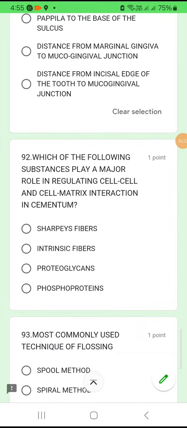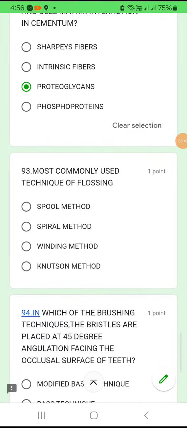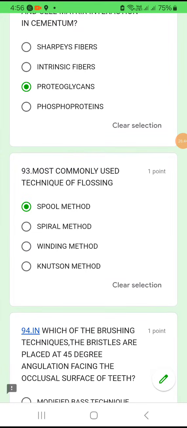Question number 92. Which of the following substances play a major role in regulating cell-to-cell and cell-to-matrix interaction in cementum? Okay. So the substance which plays a major role in regulating cell-to-cell and cell-to-matrix interaction is proteoglycan. Okay. Proteoglycans play a role. Question number 93. Most commonly used technique of flossing. Spool method of flossing is commonly used.